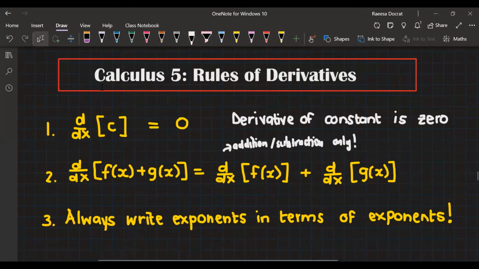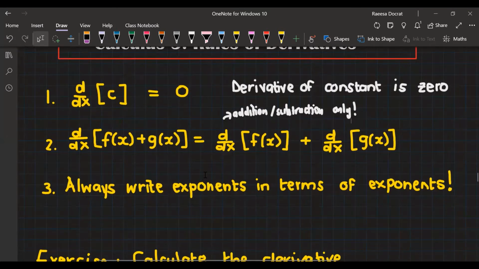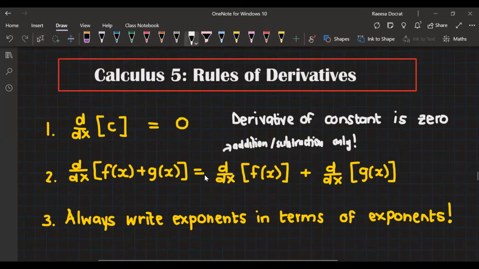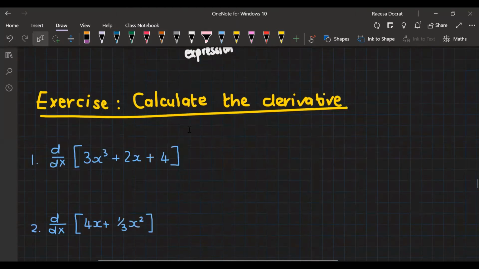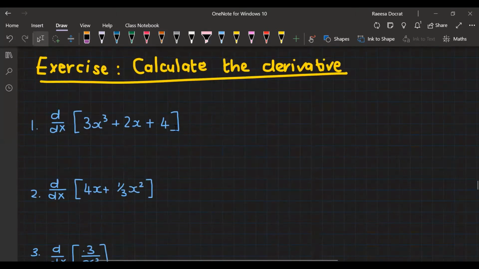Okay, and then the last one: because our derivative rule that we did in the last video was in terms of exponents, always write your expressions in terms of exponents. So if you have a square root, or if you have an x in the denominator, you want to write that in exponent form. Okay, so let us have a look at an exercise.